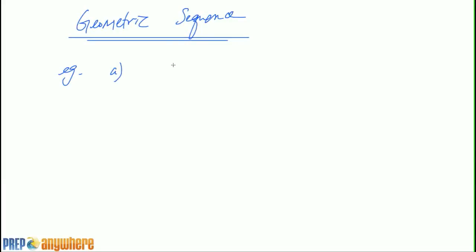Examples of geometric sequence are the following: 2, 4, 8, 16. And you can tell me what the common feature of these two sequences is. What do they have in common? And what is the pattern for the first and second one?